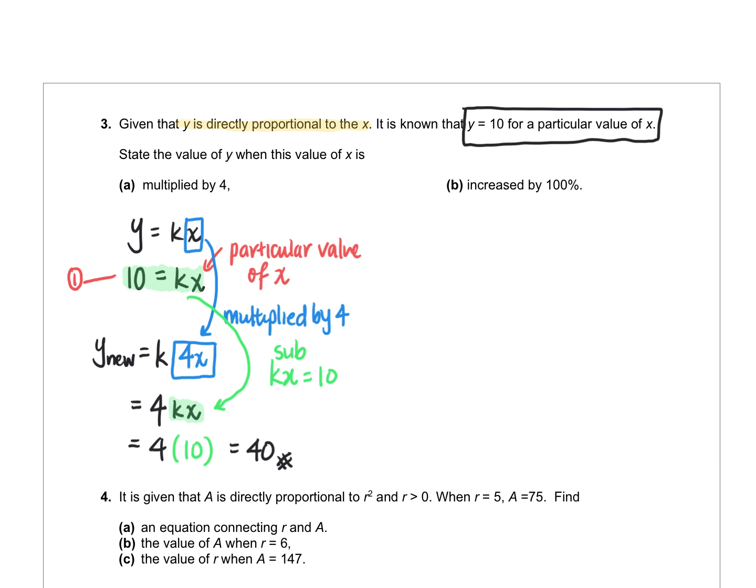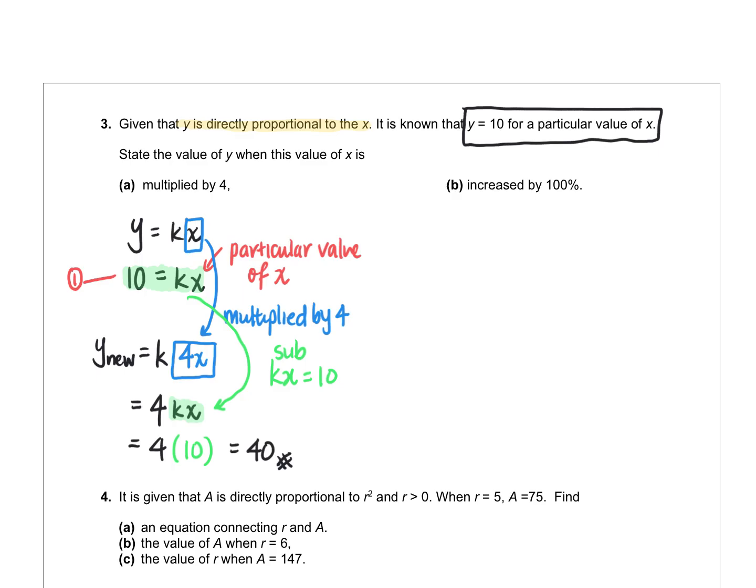Okay? And then now they say, what if I multiply my k by 4 times? So instead of x, I put in 4x. So I want to find what is my new y value. So k times 4x is the same as 4kx. But just now they already gave me a hint that kx is 10. So I put it in, that's why I get 40.